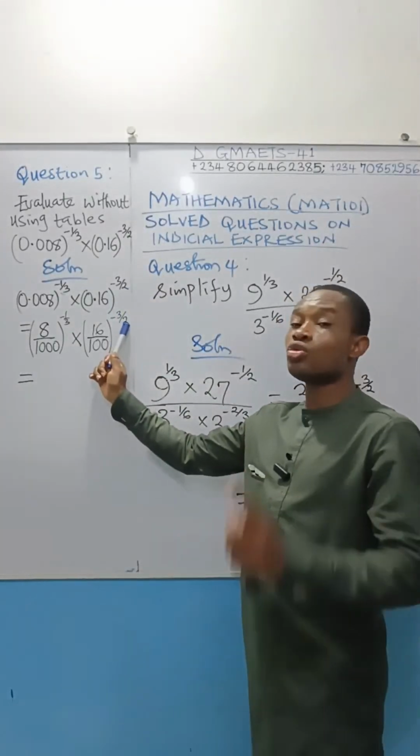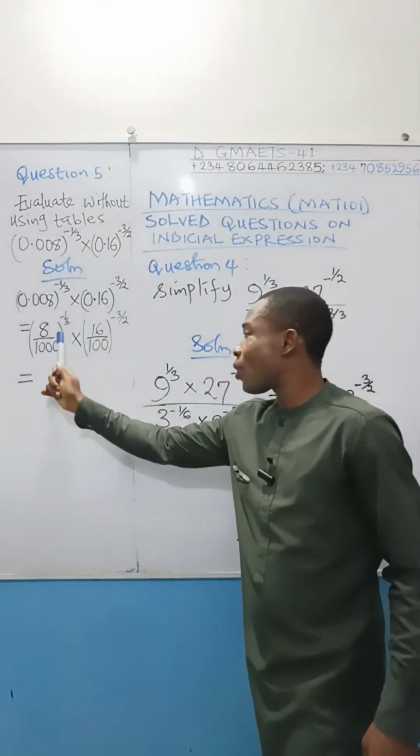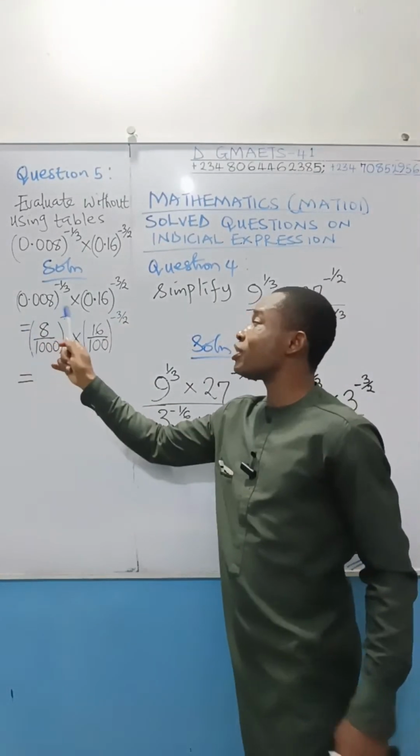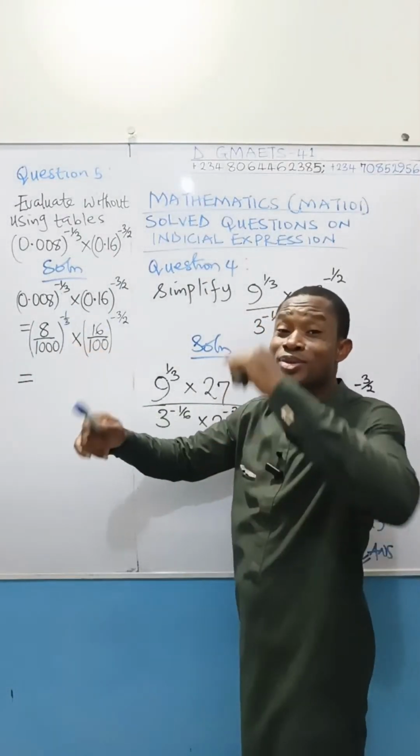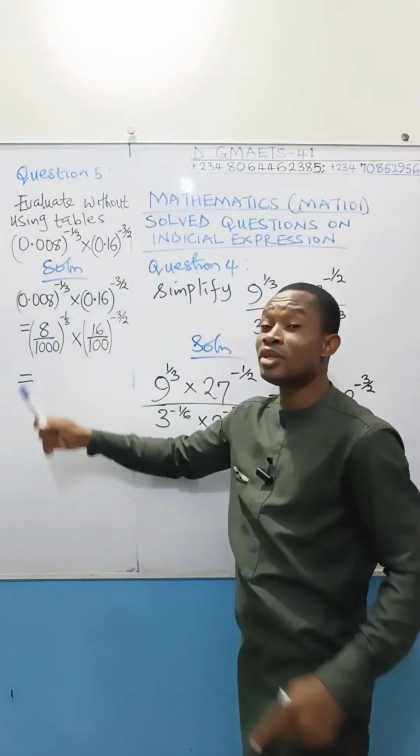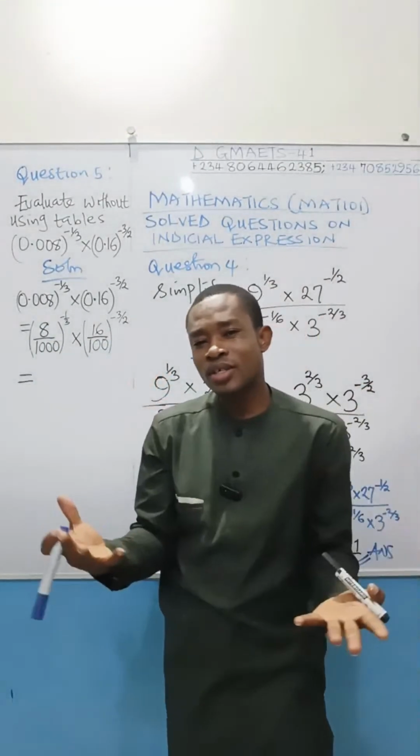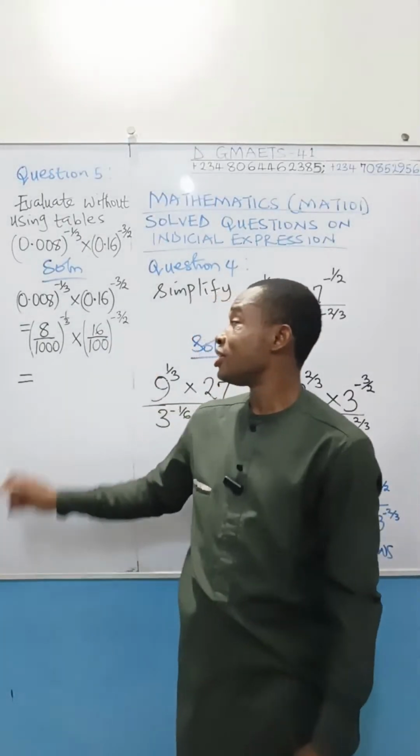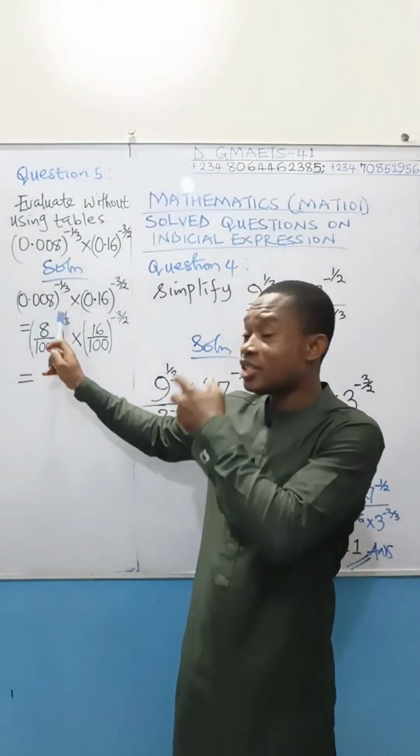Over 2 is square root of the base raised to the power of 3. While this one will be cube root of the base raised to the power of 1. But because these two were carrying minus, you must interchange the numerator and denominator position of the base. Am I communicating? So what is GMAT 41 saying here? This is simply 1,000 over 8. Now, that 1,000, take the cube root.